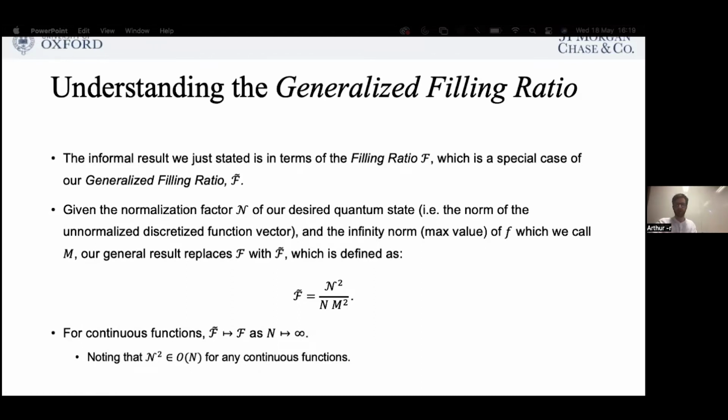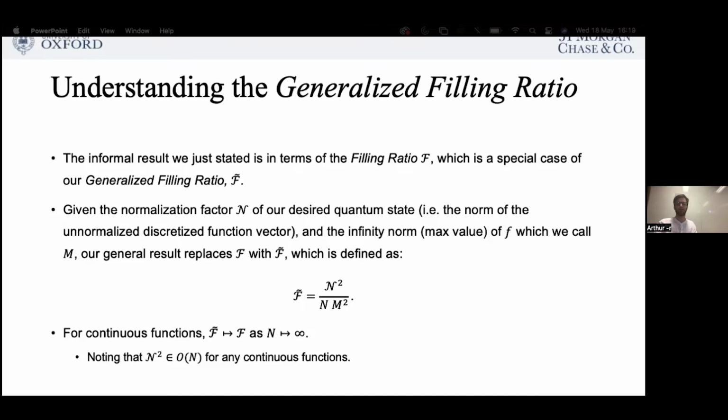So to understand this, it might be helpful to consider a specific case. Let's say a uniform distribution. So f of x is equal to 1 for all x. You embed this in a discrete vector, so it's an all one vector. Then the L2 norm, for example, of this vector will just be the sum of all the vector elements. So it's clearly just equal to the dimension of the vector.